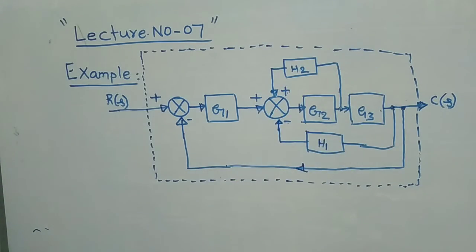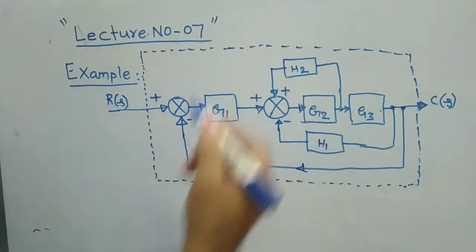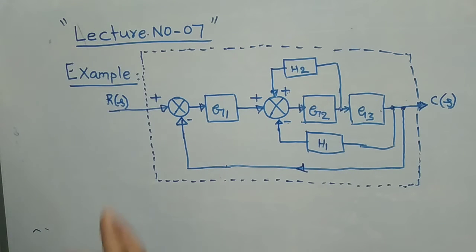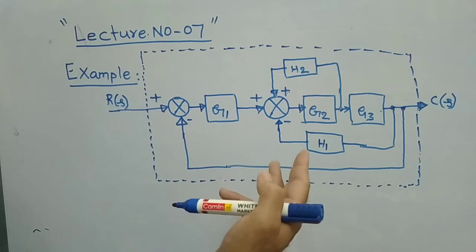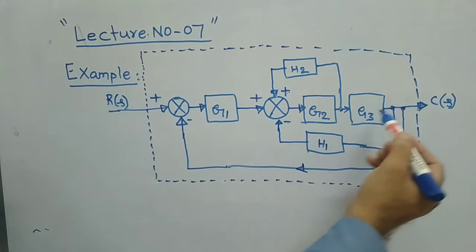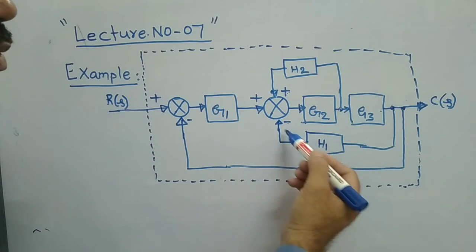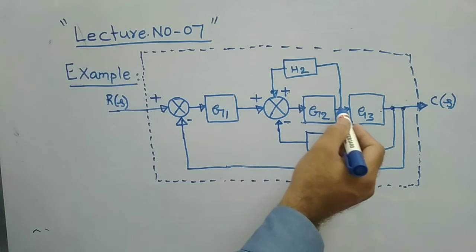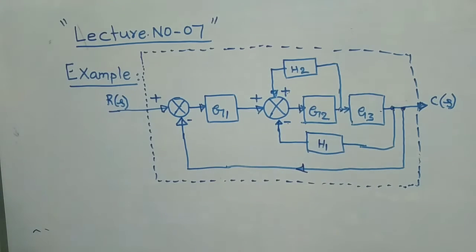Positive feedback, because the feedback is given with the positive sign. Therefore, how many loops are there in total? There are three loops in this problem, is it not? This is the first loop with negative feedback. This is the second loop with negative feedback again. There are two negative feedback loops and this one is with positive feedback.